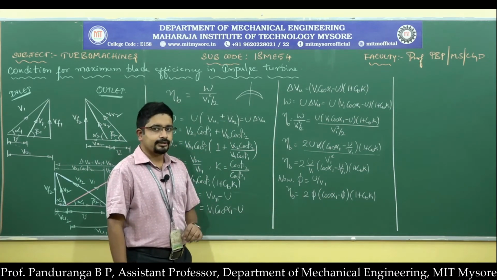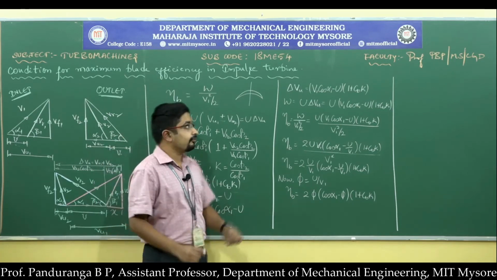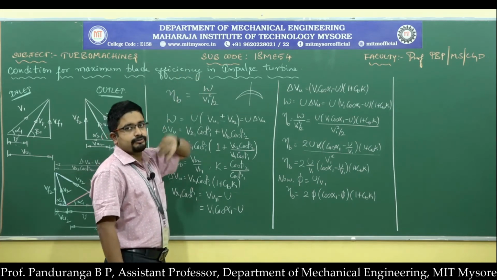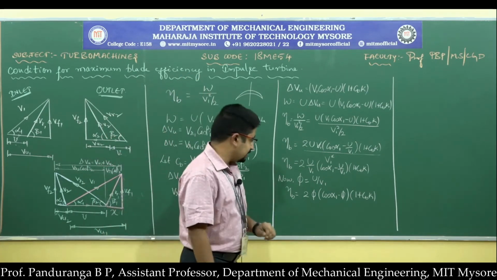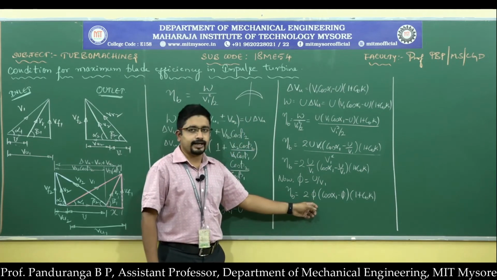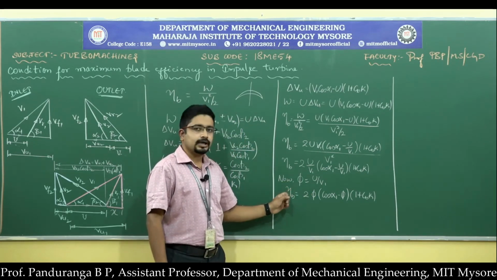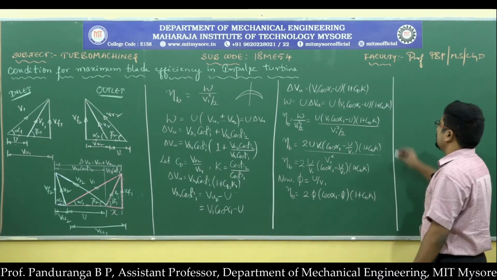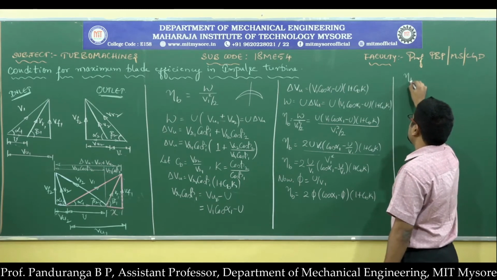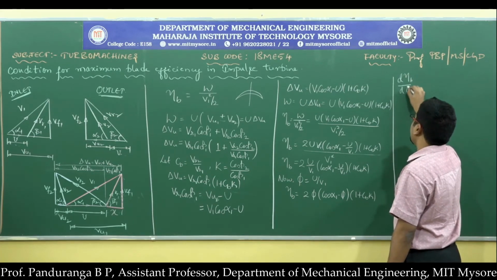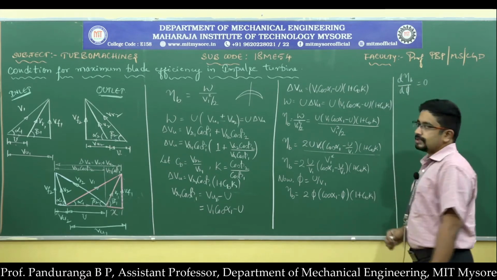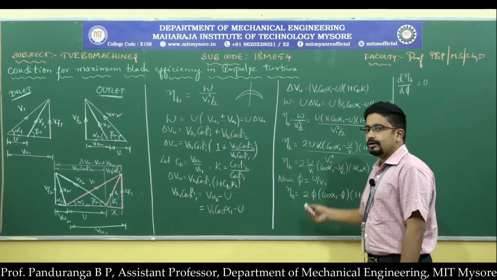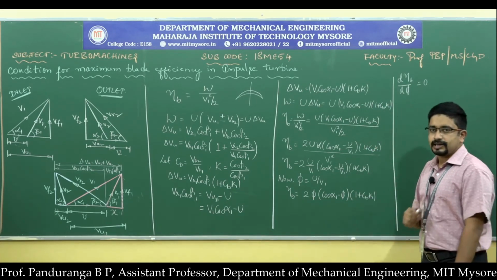Okay. Now I need to find a condition for maximum blade efficiency. To get that condition, I will differentiate the blade efficiency with respect to phi. When I differentiate blade efficiency, that is eta B, with respect to phi and equate it to 0, I will get the condition for maximum blade efficiency with respect to phi, or with respect to speed ratio.